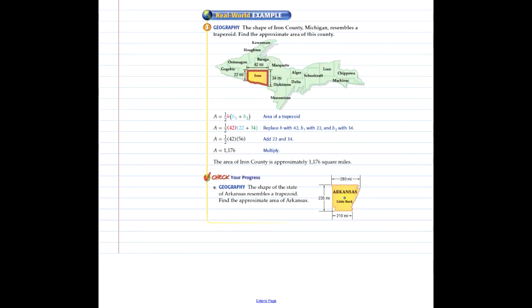The shape of Iron County, Michigan resembles a trapezoid. Find the approximate area of the county. Well, my formula is 1/2 times the height times B1 plus B2. My height is 42 right here. They've turned it on its side. And then B1 is 22 and B2 is 34. So it's 1/2 times 42 times 56, which is 1,176, in this case, square miles.